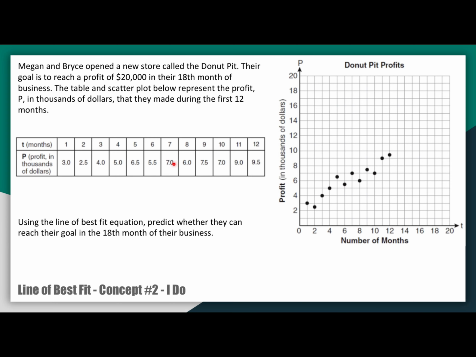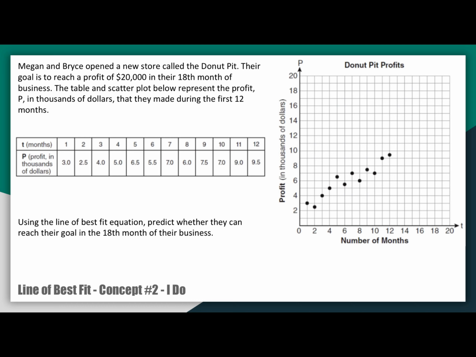Like we made it to 7,000, but then down to 6, and then 7.5, 7, 9, 9.5, but overall we're going up, and that gives us this data here, okay? Now it says using the line of best fit equation, predict whether they can reach their goal in the 18th month of their business. Okay, now this is exactly why we would use a line of best fit.